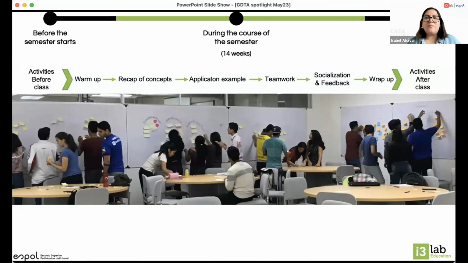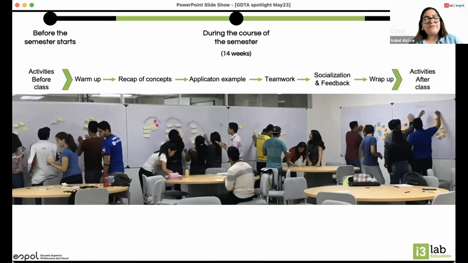We usually start with a warm-up activity until everybody gets into the class. During the first 5 minutes of class, we start off with a recap of the concepts that are going to be used during the class time. We give them an example of application from previous projects that have been done during class and also from other projects that we have been working on as faculty. Then we leave around 30 to 40 minutes for teamwork so that they can apply the different concepts that we have been going through during class.